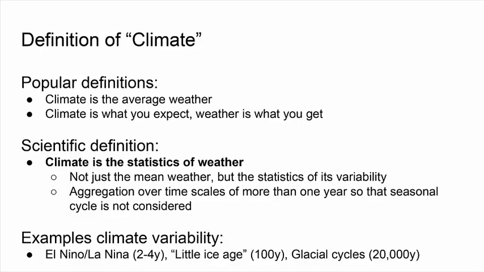And then on the longer time scale, you can have these glacial cycles, which are anywhere from 20 to 100,000 years. An example of this is where glaciers covered a large part of North America, and reached all the way down here to Boston.